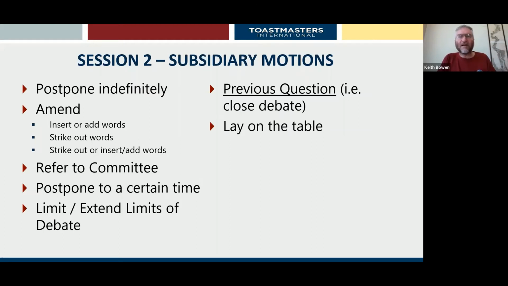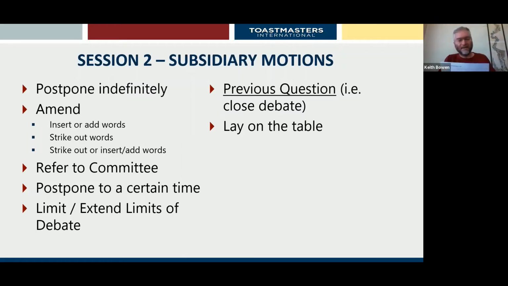So it's quite nice. The chart of motions gives you a lot of information about it. For the subsidiary, most of the subsidiaries are debatable. Just looking, postpone, refer to committee, amend, postpone indefinitely are all debatable. But lay on the table, previous question, limit the debate are not debatable. So it's quite nice because it gives you a guide, particularly when you're a chair.